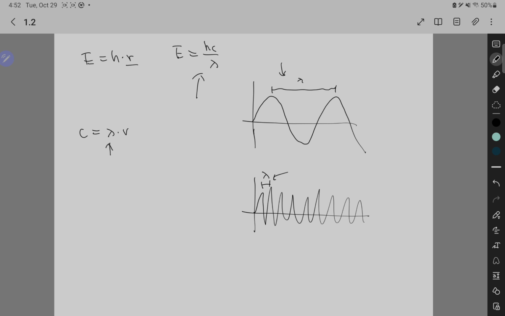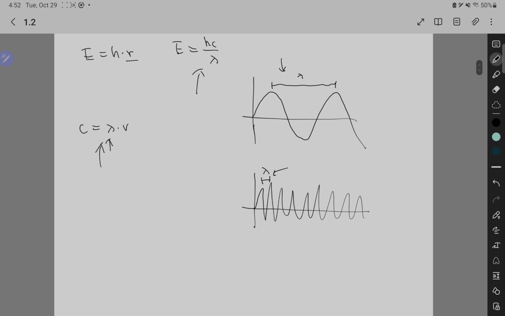When you have a higher frequency, you have a shorter wavelength. When you have a longer wavelength, you have a lower frequency. So now we know this formula. So what can we do with this formula, right?